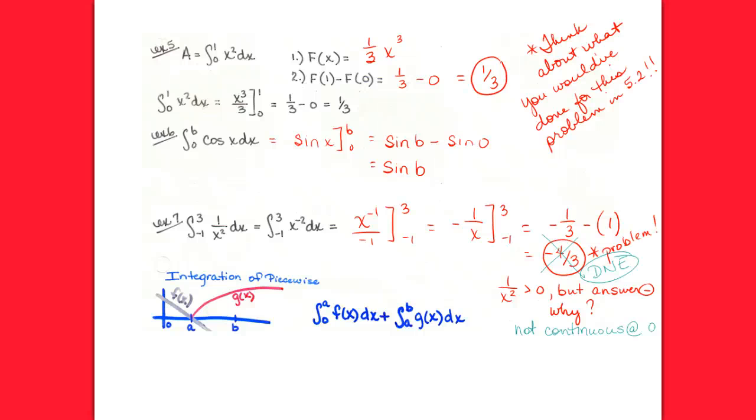If you go back and you look at this original function, x squared is in the denominator. That means at 0, this function does not exist. There is a hole in that curve. How do you find the area underneath something that's got a hole in it? I mean, I can't do that.